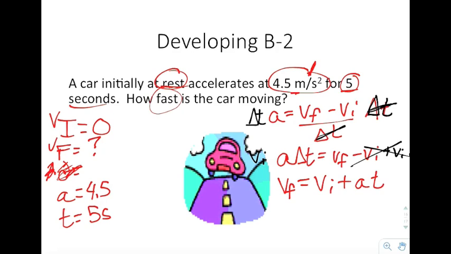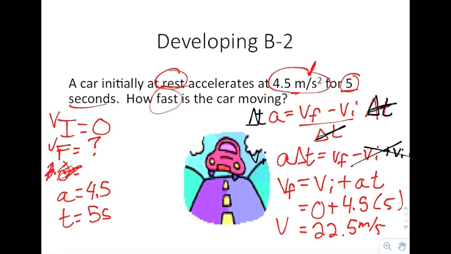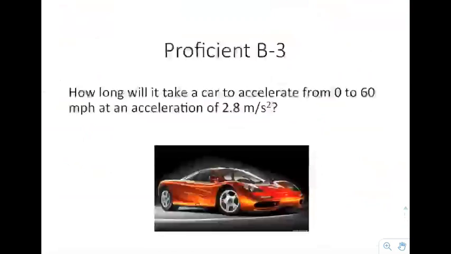So now you can plug in your numbers, and I could say, okay, this equals 0 plus 4.5 times 5. And whenever you take 4.5 and multiply it by 5, you end up with a value of 22.5 meters per second. Now, some of you at this point are saying, okay, well, can I just plug the numbers in and then solve? And yes, that's absolutely a valid thing for you to do. If you are more comfortable just plugging the numbers in and solving, you can do that as well, and we'll show you that on the next example.